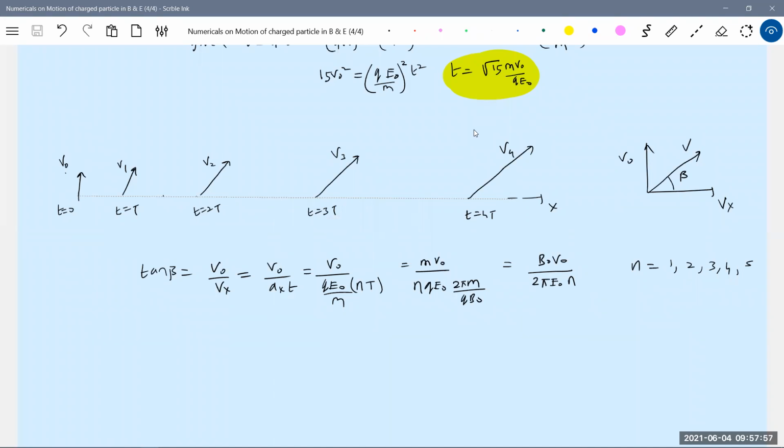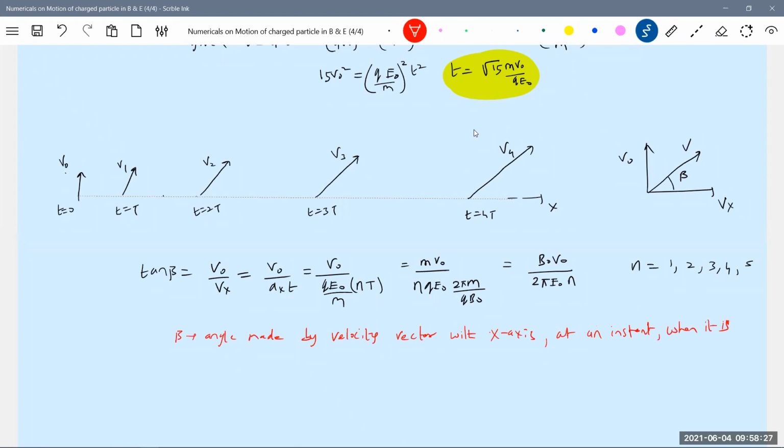So what is beta? How do you define beta? The angle made by the velocity vector with the x-axis at an instant when it is crossing.